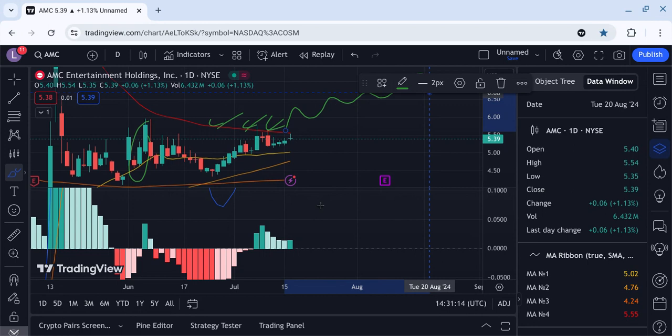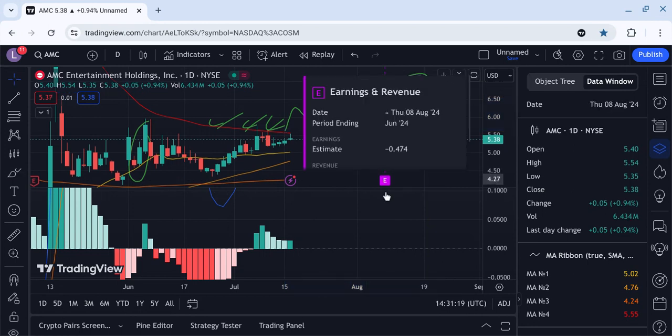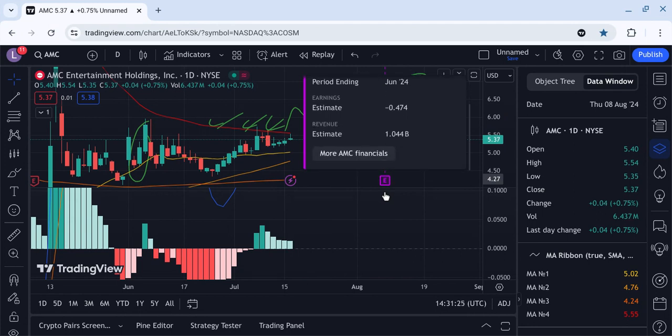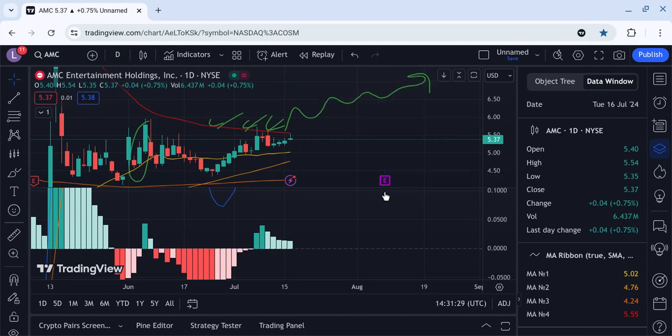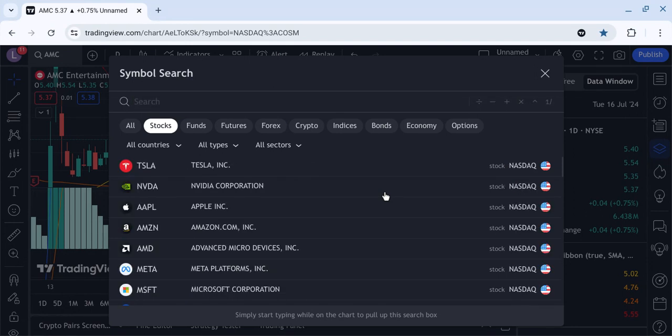So by earnings, guys, I think this thing is preparing for earnings. We have earnings coming on Tuesday, August 8th, almost 3 weeks from right now, and that's when the stock could be trading at more than $8 or $9. By that time, we are going to see $9.